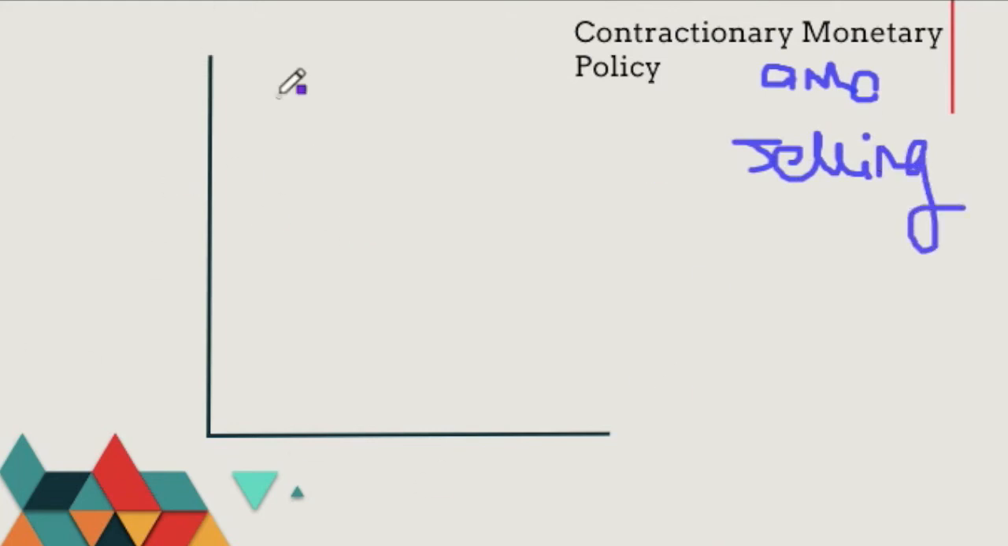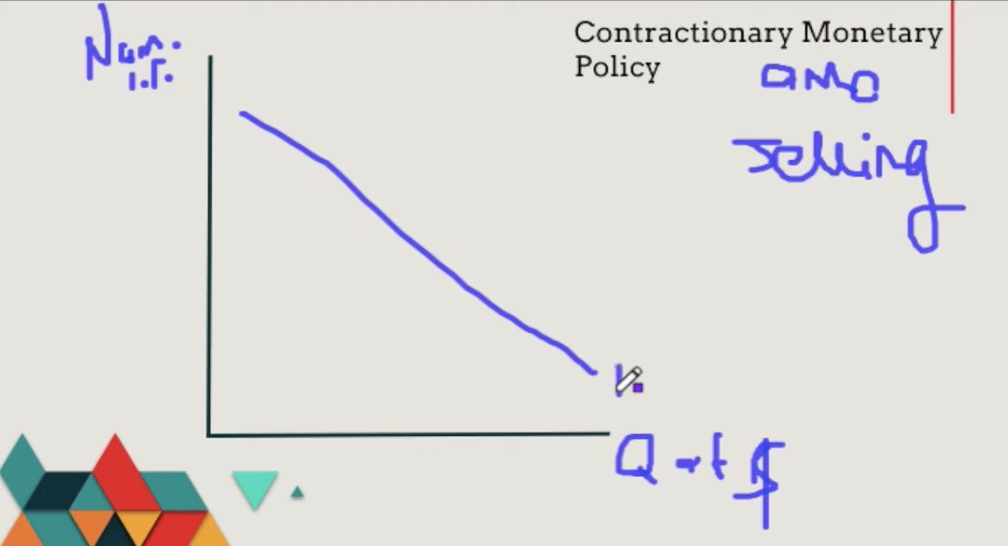In our money market graph, our vertical axis is going to be, again, nominal interest rate. And our horizontal axis is going to be quantity of money. Our demand curve is going to be downward sloping, money demanded, and our supply curve, let's label it MS1, is going to be vertical.